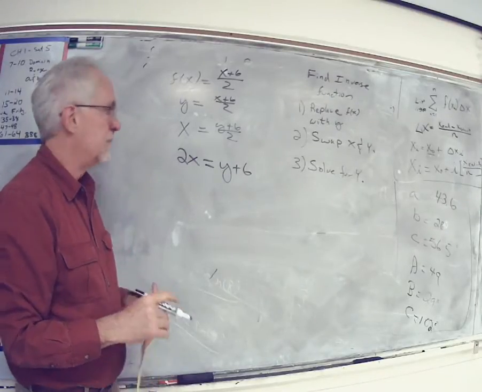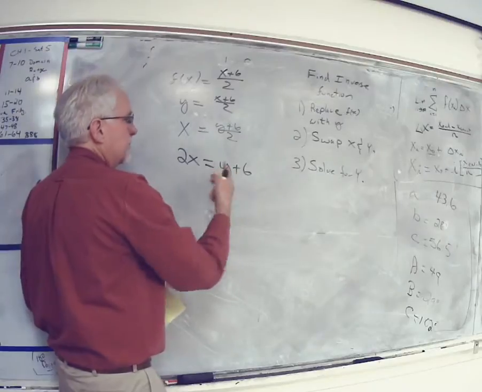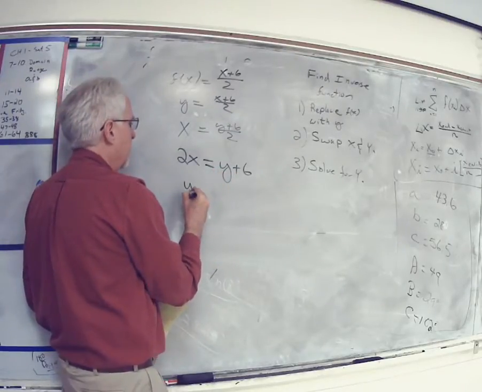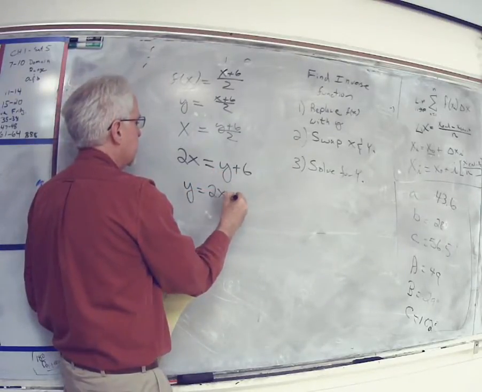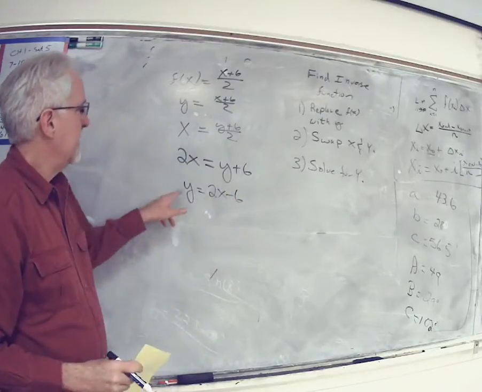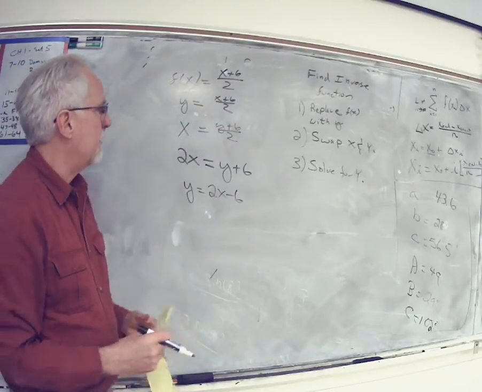Subtract 6 from both sides. And I'm going to change the order. Okay, so I have y is equal to 2x minus 6. So I swapped x and y, and I solved for y.